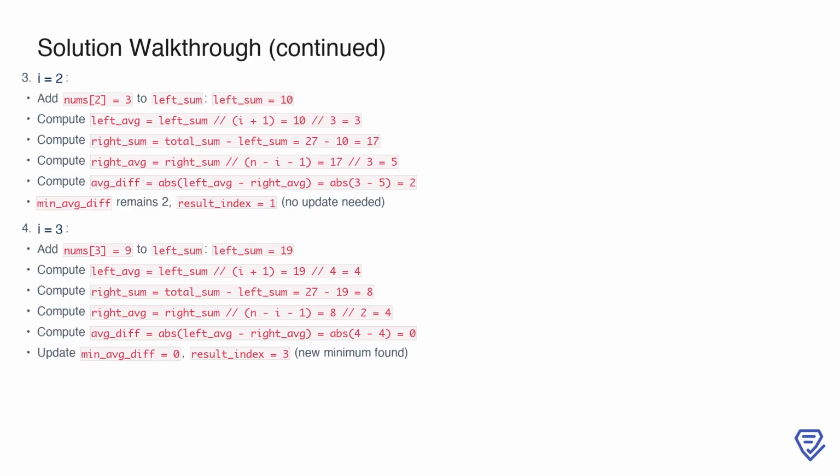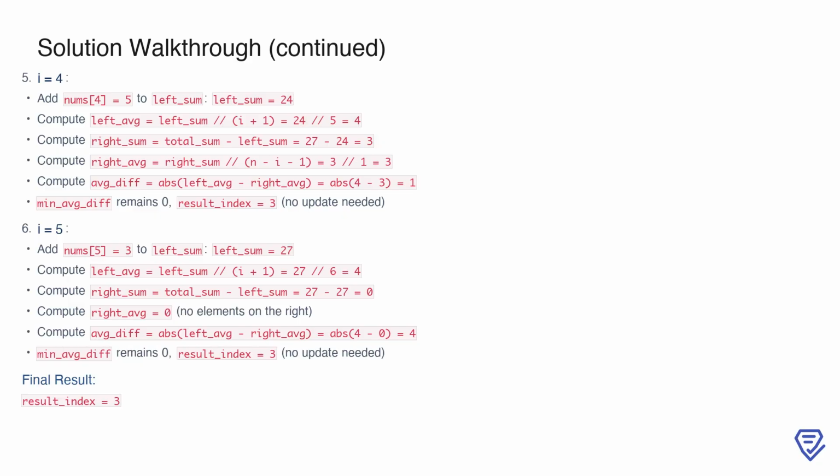Moving to i equals 3, we add nums[3] equals 9 to left_sum, giving 19. The left average now becomes 19/4 equals 4, and the right sum is 27 - 19 equals 8, with a right average of 8/4 equals 4. The average difference here is abs(4 - 4) equals 0. Since this is smaller than the current min_average_diff, we update min_average_diff to 0 and set result_index to 3. This marks a new minimum found at this index.